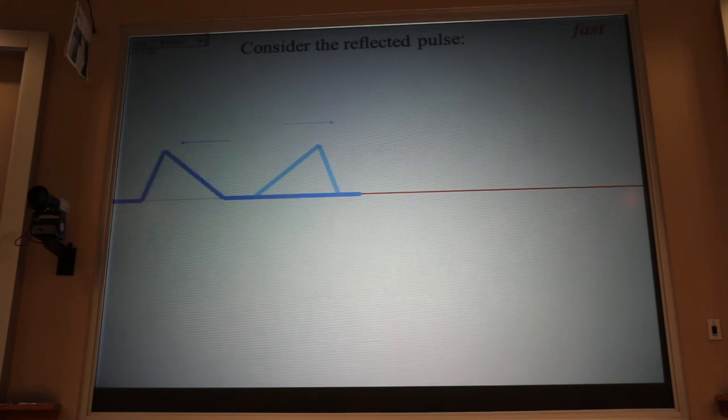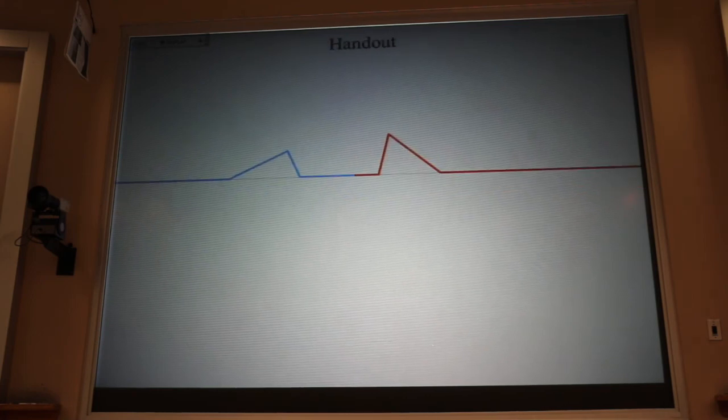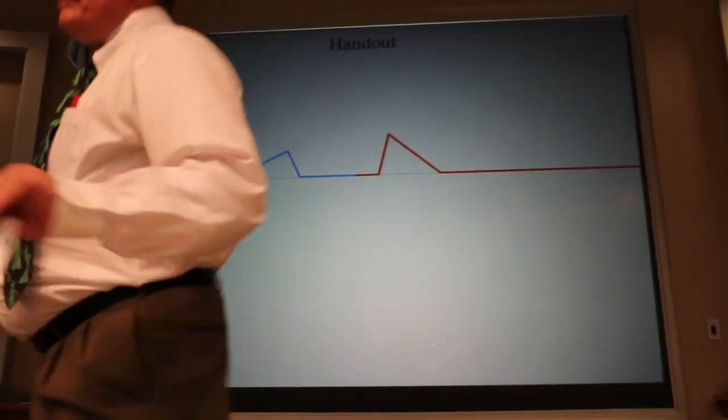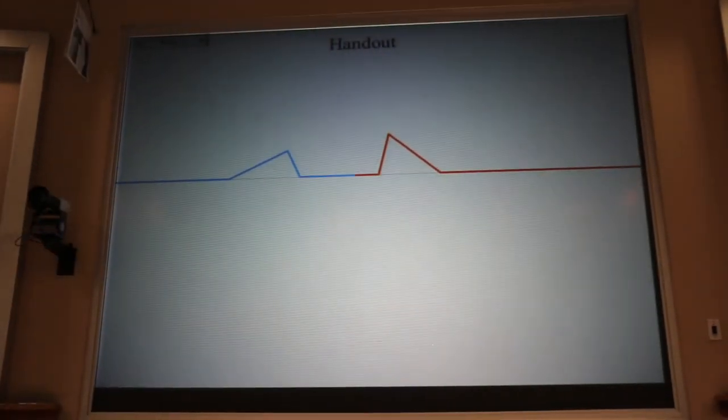Now, let's look at this handout that I gave you. This is the way a lot of these questions are asked. A single pulse came in and created these children. Okay? The original pulse is gone. It's already split at the boundary. And when we took this picture, that's what we found.